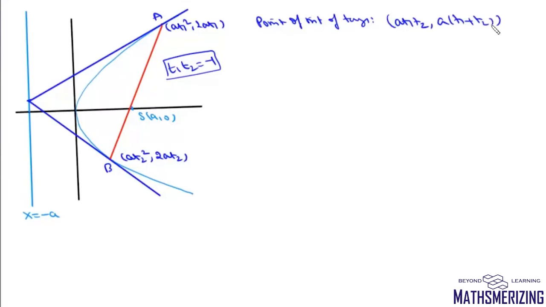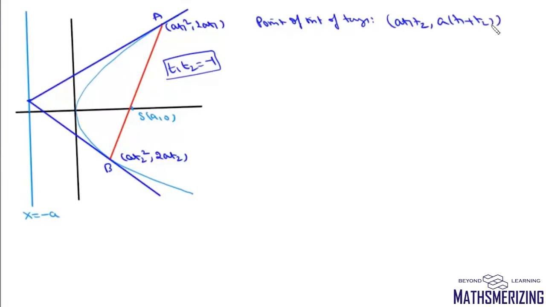So we have this point P, which lies on -a, comma, some value of y, say y1, and it touches this parabola at 2 points, maybe M, which is (at1², 2at1), and N, which is (at2², 2at2). Now we know that for these 2 points, their point of intersection is (a t1 t2, a(t1 + t2)). So we'll compare, we'll get t1 into t2 equals -1.